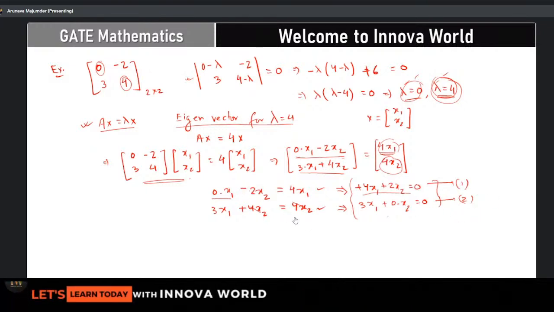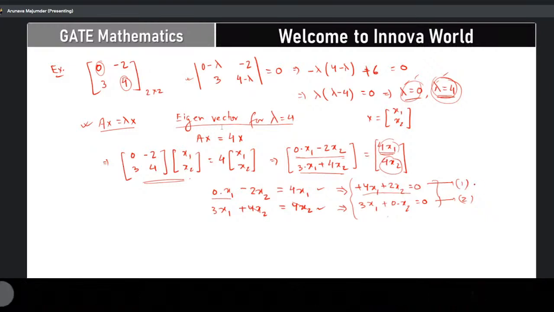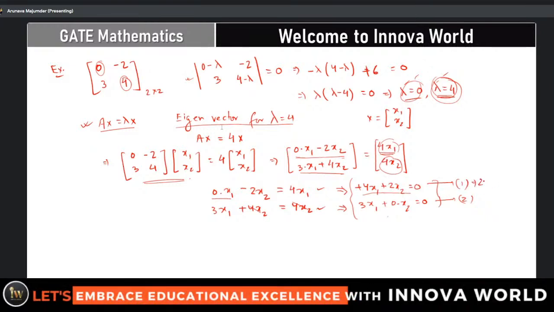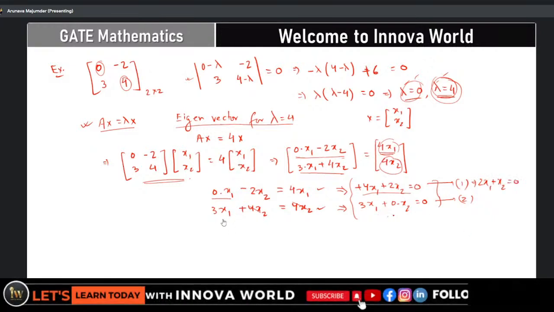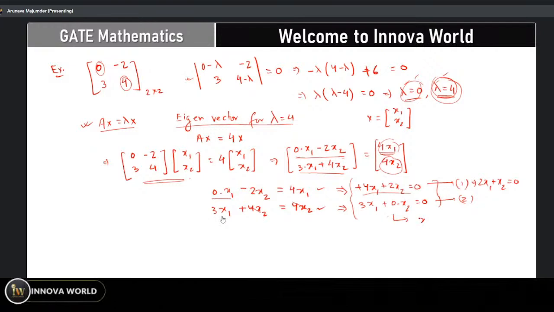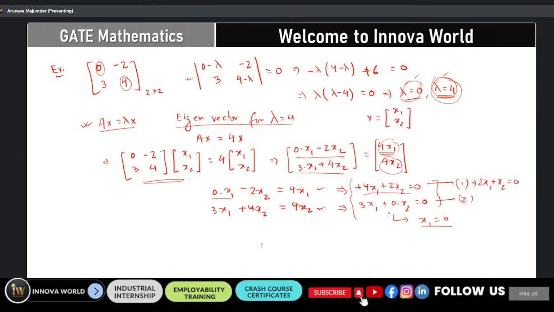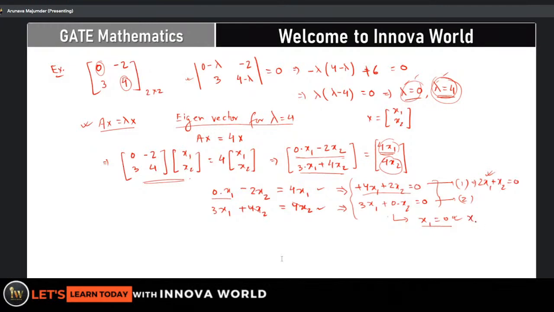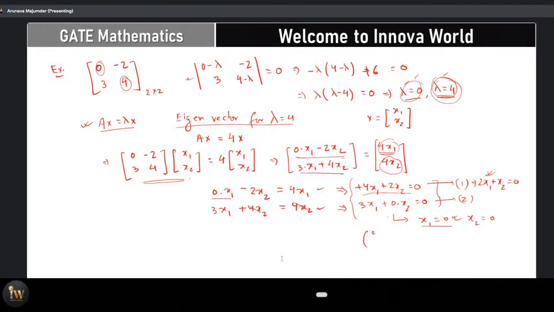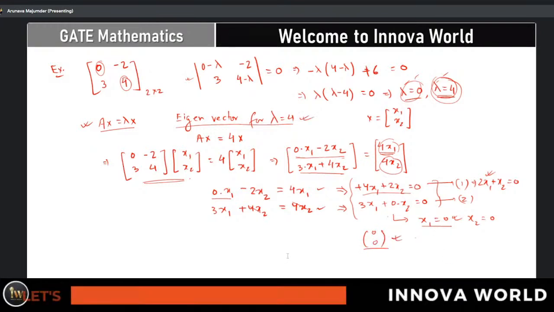So what values are we getting now? Equation 1, 4x1 plus 2x2, we can write as 2x1 plus x2 equal to 0. From the second equation, 3x1 equal to 0, it means x1 equal to 0. If I put x1 equal to 0 in equation number 1, we get x2 equal to 0 also. So 0 0 becomes the eigenvector corresponding to lambda equal to 4.